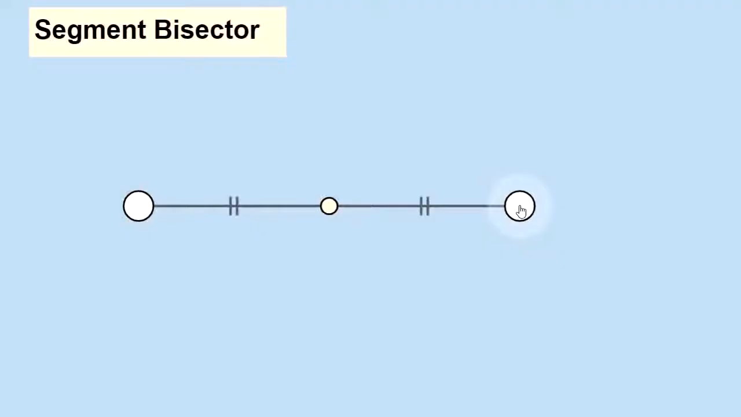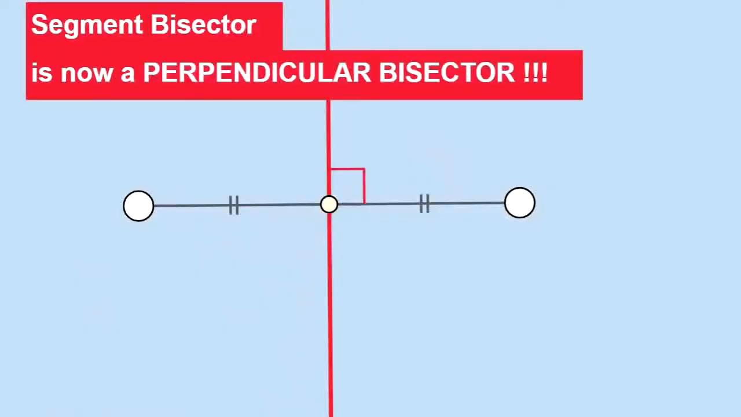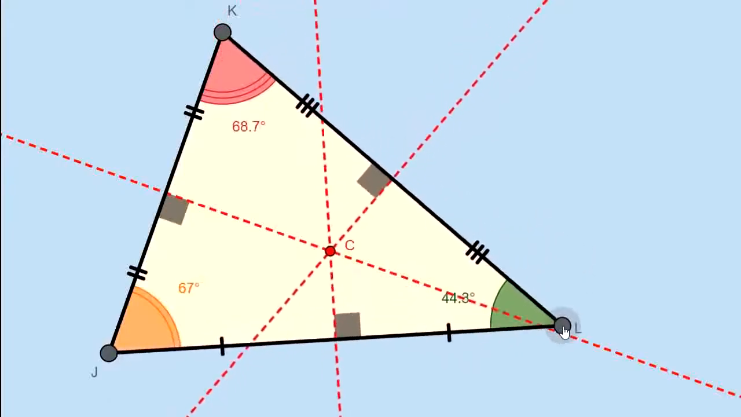So here, you'll notice I don't even need a triangle. To draw a perpendicular bisector, all I need is a line segment. It's got to be cut in half. And the second that I create another line that is perpendicular to it, I've created a perpendicular bisector. Now, when I put more than one perpendicular bisector in a triangle, they meet at a point called a circumcenter.